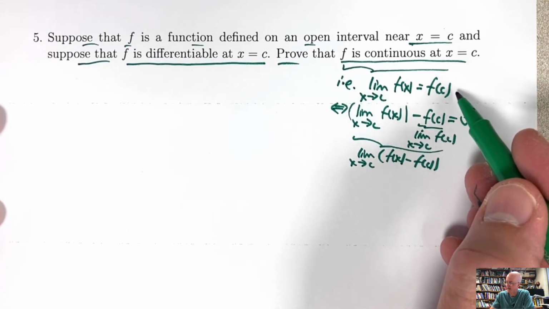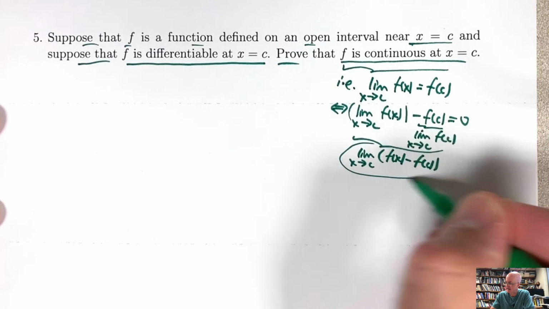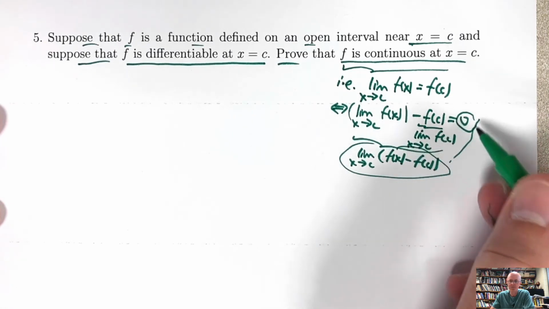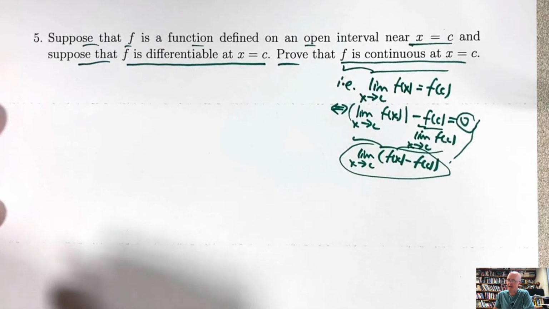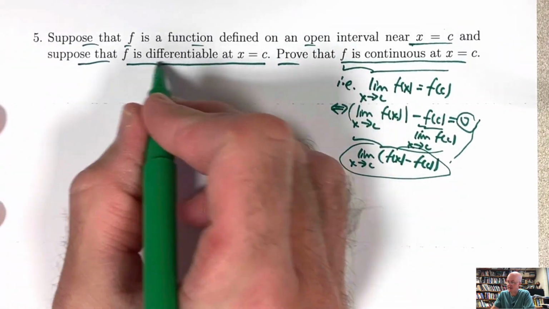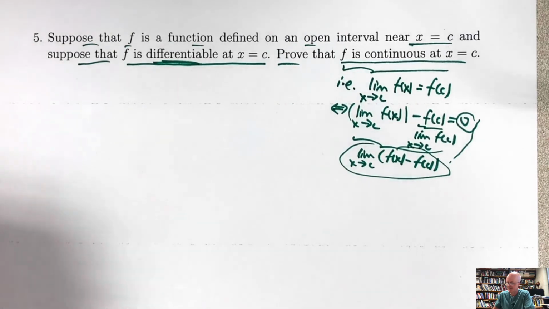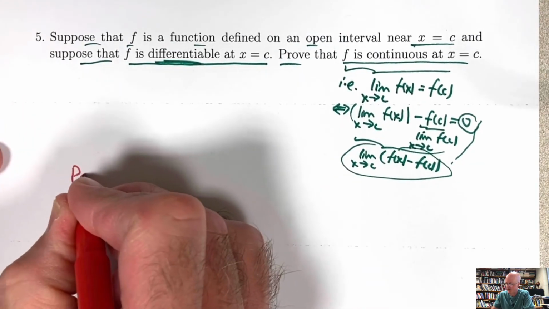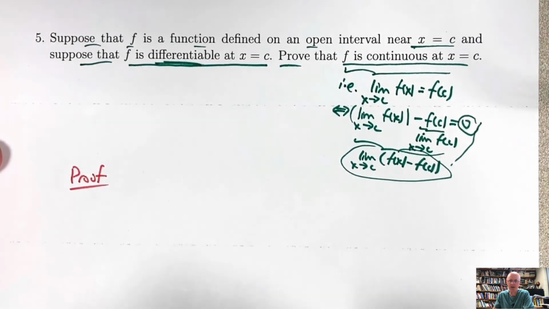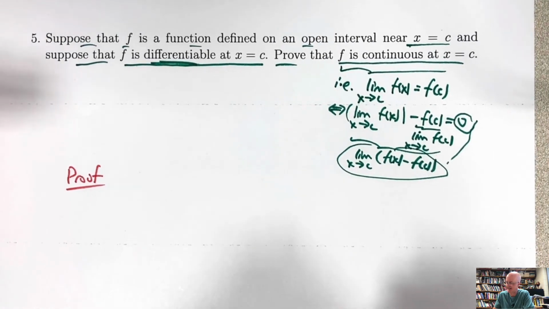Yes, we need to prove that, but it's equivalent to showing this limit is 0. Another key insight you need is to use the fact that f is differentiable at x equals c. The derivative f prime of c exists. And that's based on a limit as well. That's the limit definition of the derivative. So let's see if we can write the proof out by thinking about using those ideas.